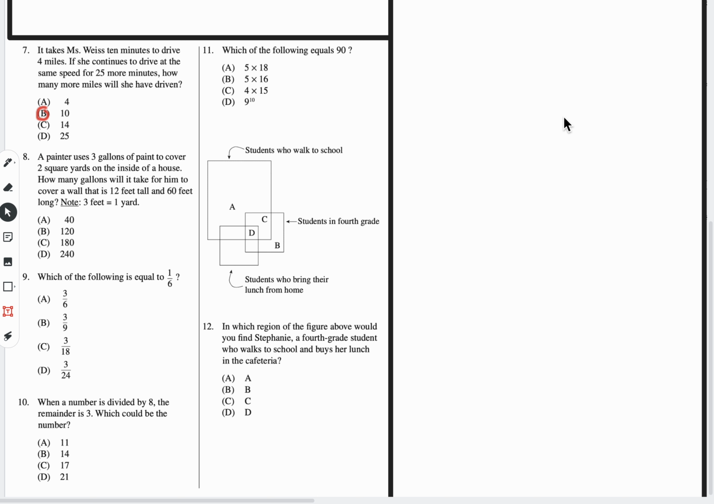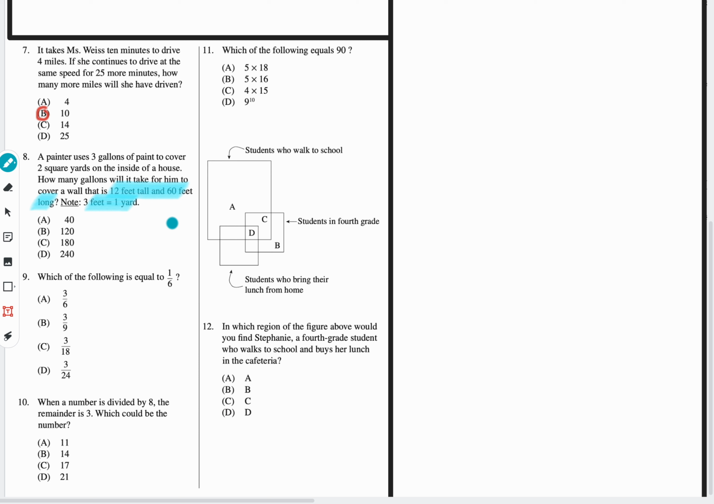Now let's take a look at number 8. A painter uses 3 gallons of paint to cover 2 square yards on the inside of a house. How many gallons will it take for him to cover a wall that is 12 feet tall and 60 feet long? First, we want to convert the dimensions of the wall from feet to yards. 12 feet tall by 60 feet long.